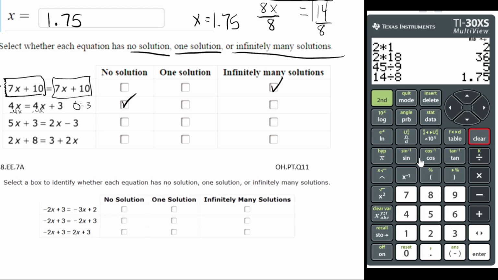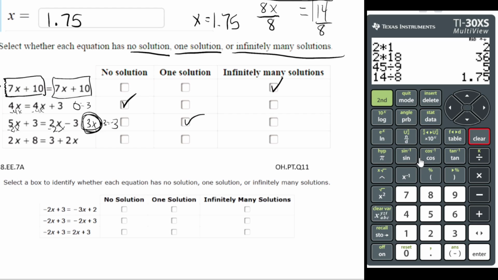Next one, 5x plus 3 equals 2x minus 3. So here's how this works. You know that one of your first steps is going to be moving your 2x over, or moving your 5x over. And you know that once you move it over, you're still going to have an x remaining. And since you have an x remaining, because you have 3x plus 3 equals negative 3, since you still have a variable left and there's no way it can go away, that will just be one solution.